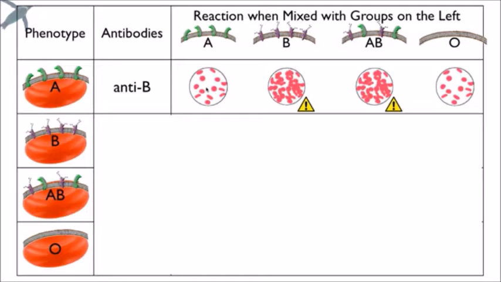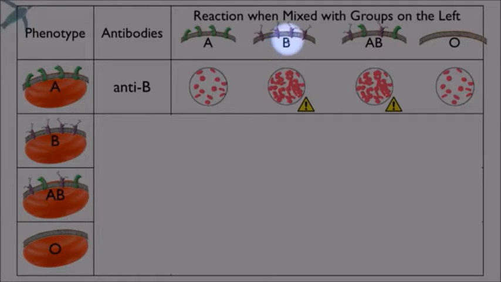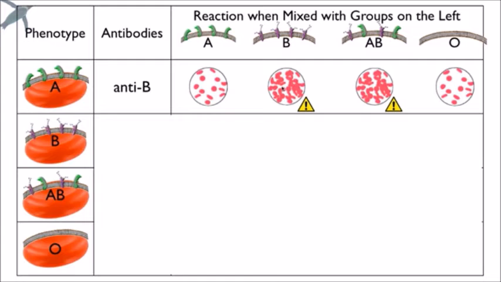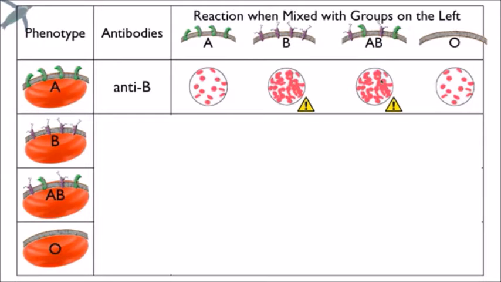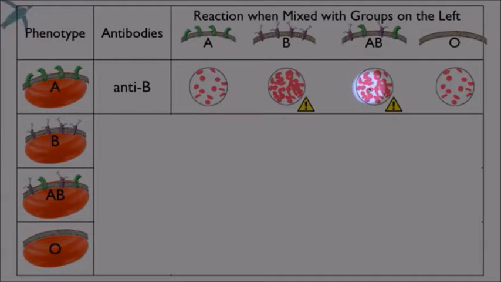But if that A person gets transfused with a blood sample that contains B antigens, you got a problem, because that B antigen will combine with the anti-B antibodies and the blood will clump. So that is not allowed. If you transfuse with AB blood, that's also a problem. The A is okay, but remember, they have B too. So that B is bad and causes the blood to clump.